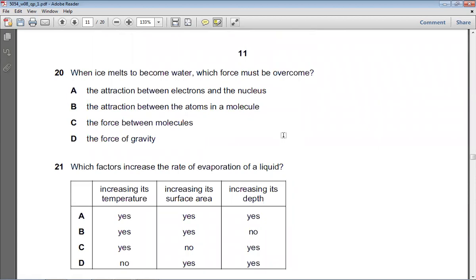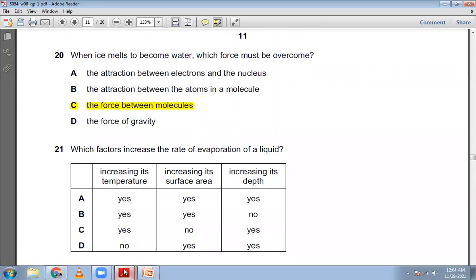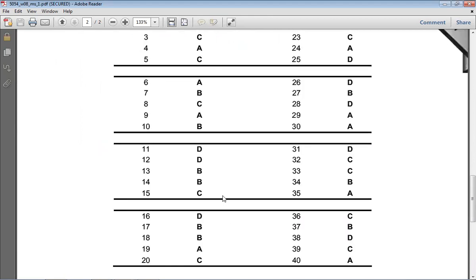When ice melts to become water, which force must be overcome? When the ice is melting, the bonds are broken. The attraction between electrons and a nucleus, no, that's not right. The attraction between the atoms in a molecule, that's not right. The force between molecules, yes, we have to overcome that. The force of gravity, no. So you have to overcome the force between the molecules when the ice is melting. So for question number 20, I think C is the choice. Yeah, question number 20, C is the right choice.